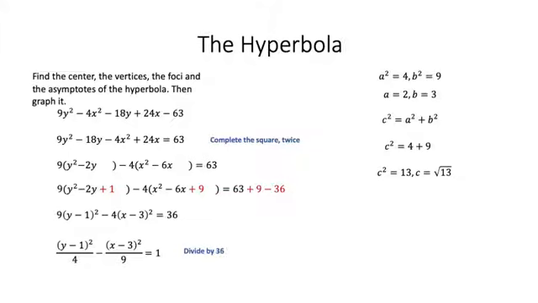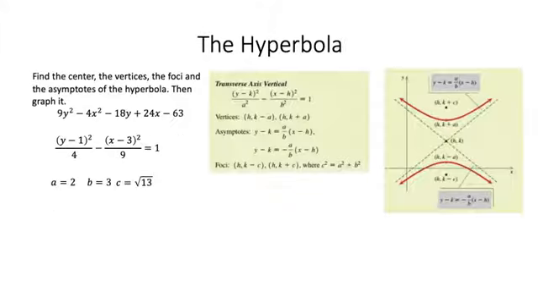I hope it does. All right, now let's talk about the graph and finding the center, the vertices, and the foci, and the asymptotes. So we have our equation. Because y is written first, we know the transverse axis is going to be vertical, right? So we know the transverse axis is vertical. What will be the center? The center is going to be positive 3, positive 1. We need the x-coordinate and the y-coordinate.